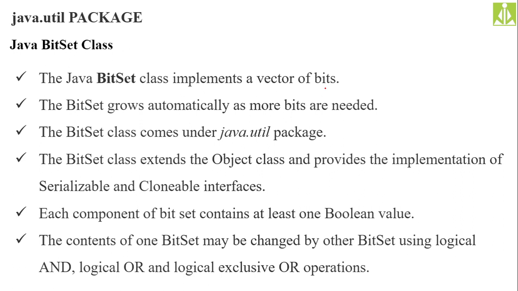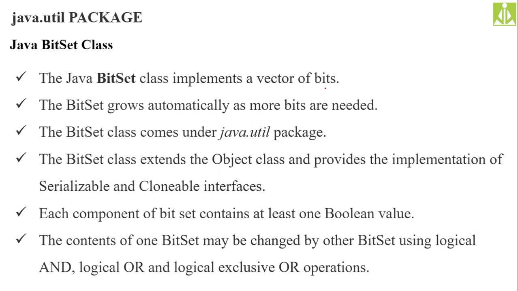So each component of a bit set contains at least one Boolean value. The components of a bit set, generally we use to store Boolean values, but when we do the practice, we don't do it with Boolean values, rather we go with numericals. When we do the programming, at that time you will understand this thing. So generally it will be used to store Boolean values. In your expression, if you have something to represent in terms of true and false like an array, you can go for this bit set.